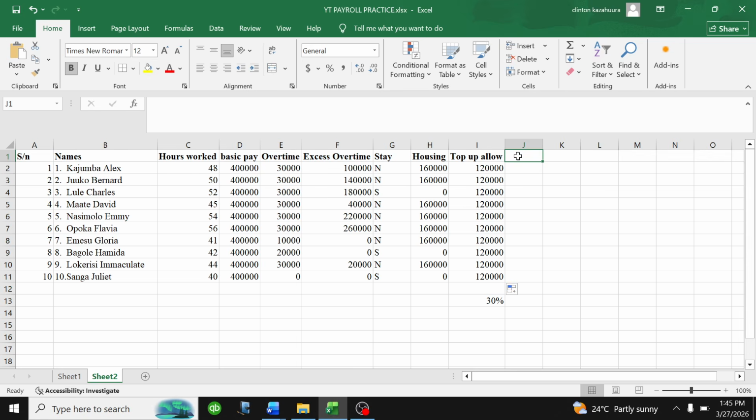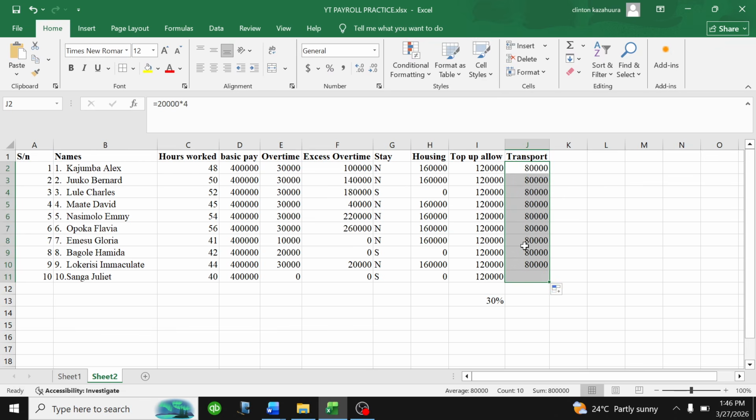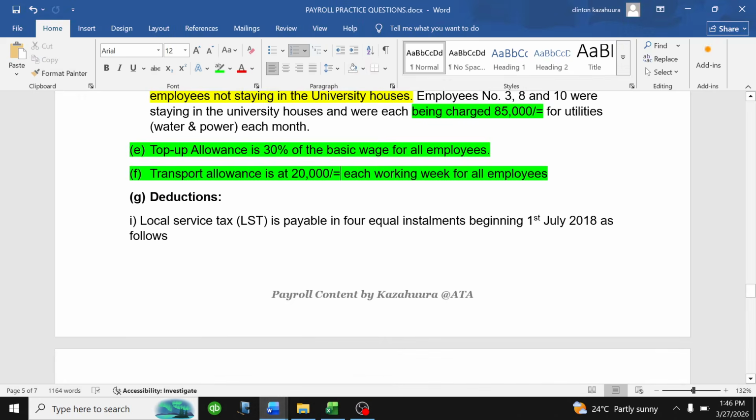So I will say transport. This is very direct. It is 20,000, then times 4. Okay, it's quite easy. Then I can apply to the other employees. We move, stay with me.